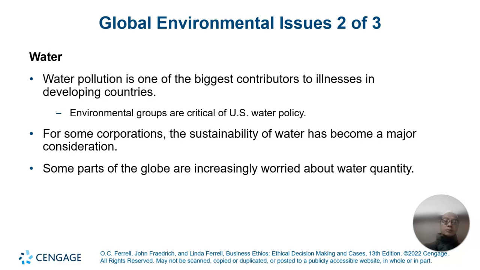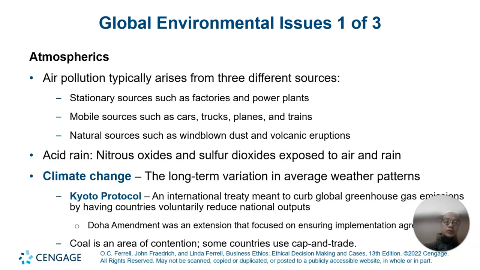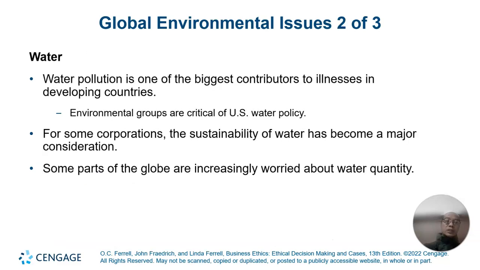Okay, so besides atmospheric issues, the next big issue is water. Water pollution is one of the biggest contributors to illnesses in developing countries. A lot of countries have a lot of diseases. The citizens have a lot of diseases due to poor quality water. Okay, water pollution.